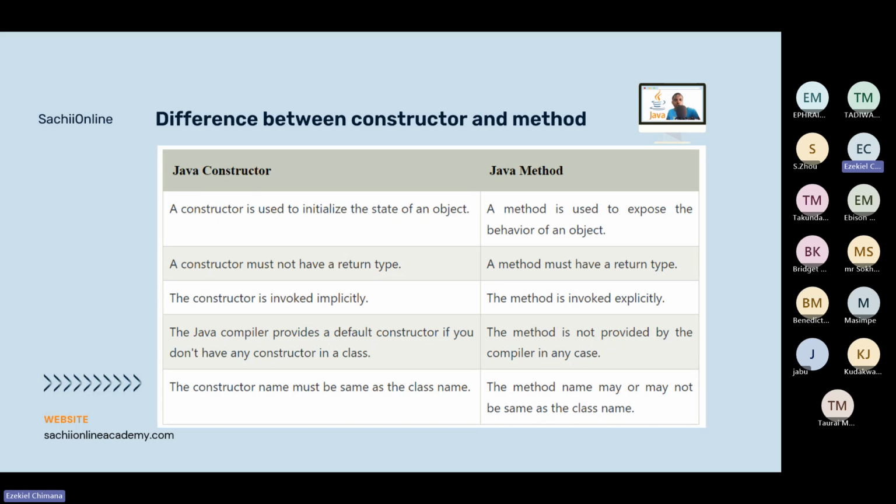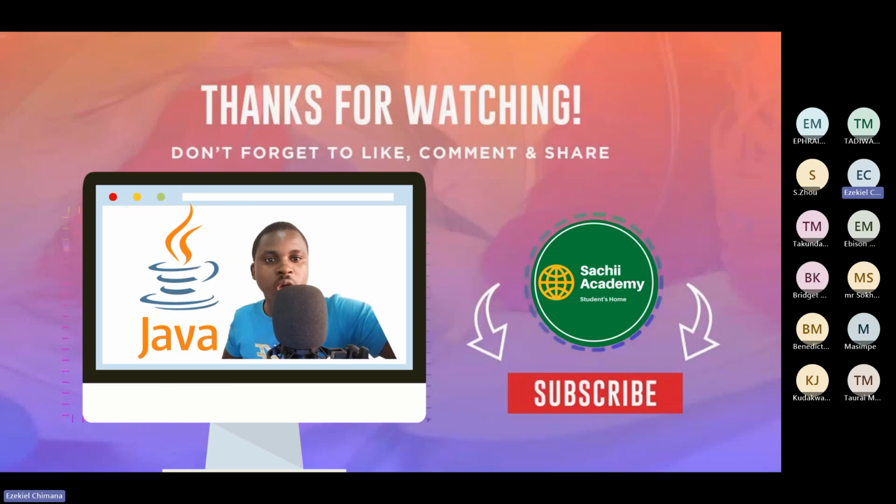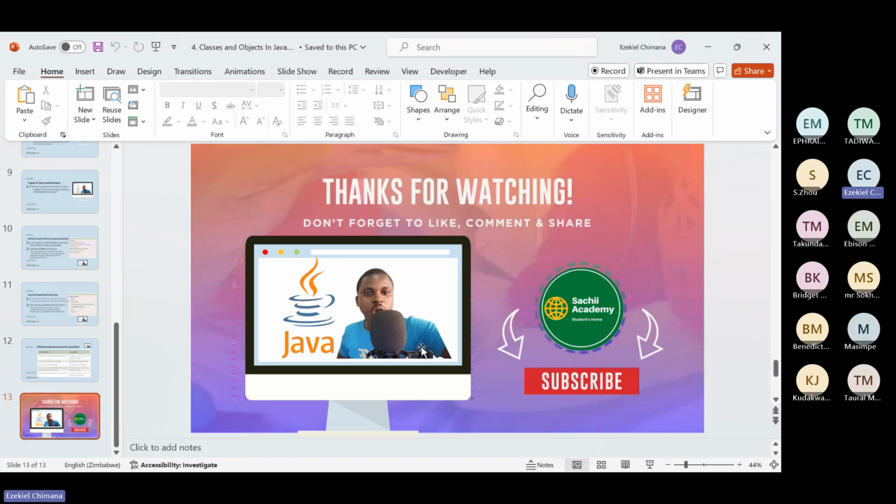Also, the constructor's name must be the same as the class name, but the method name may or may not be the same as the class name. So it's not a requirement for a Java method to be the same as the class, but for a constructor you need to do that. So that's all on classes and objects.